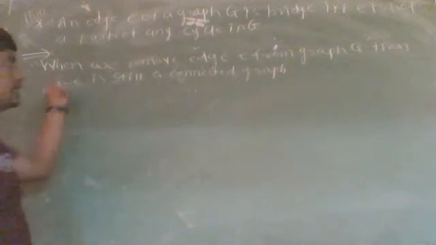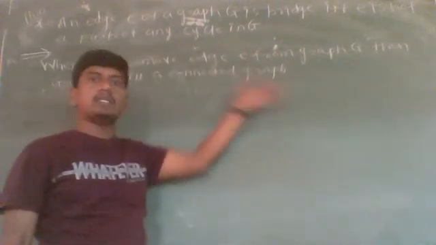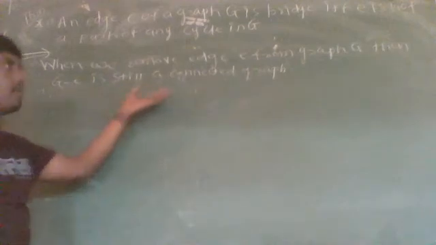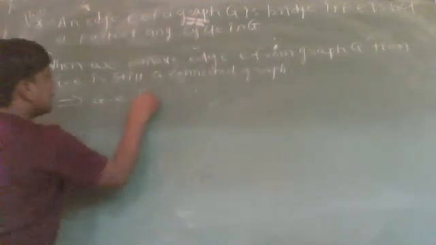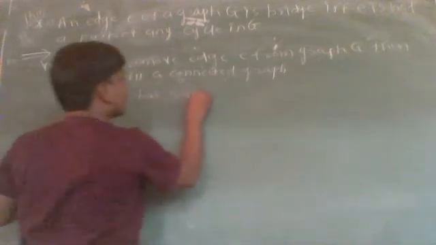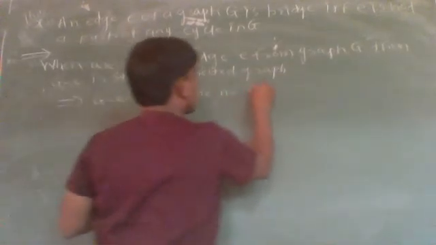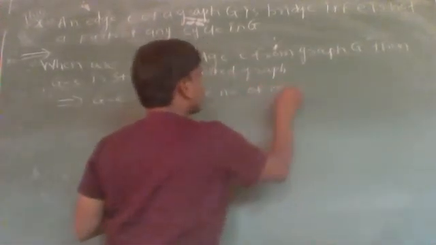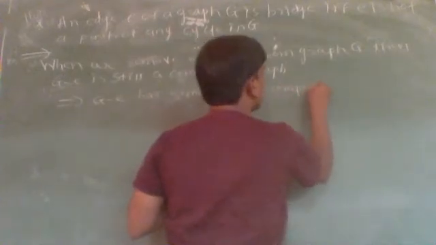Since each vertex of graph G is connected by a path in G minus E, and G minus E is a connected graph, the number of components in G minus E remains the same as the number of components in G. That is, G minus E has the same number of connected components as G has.